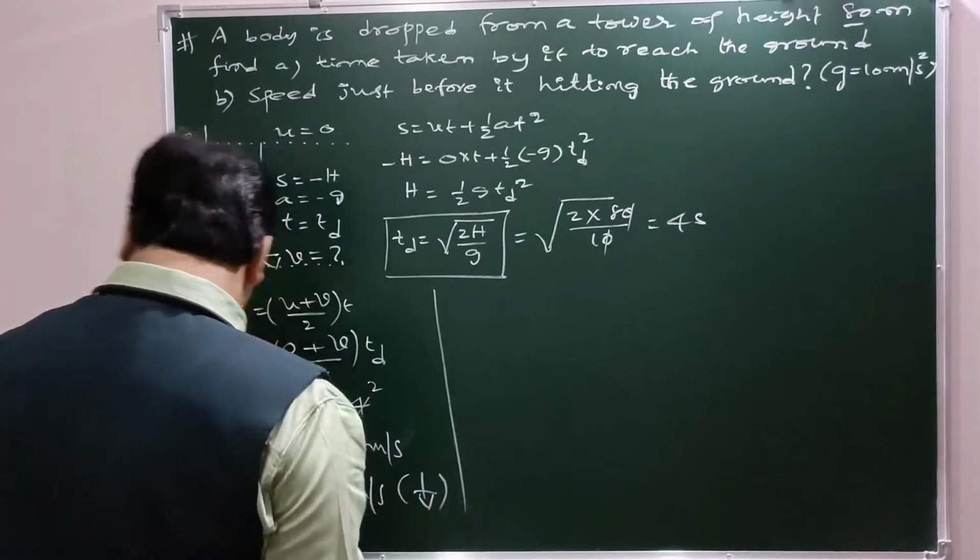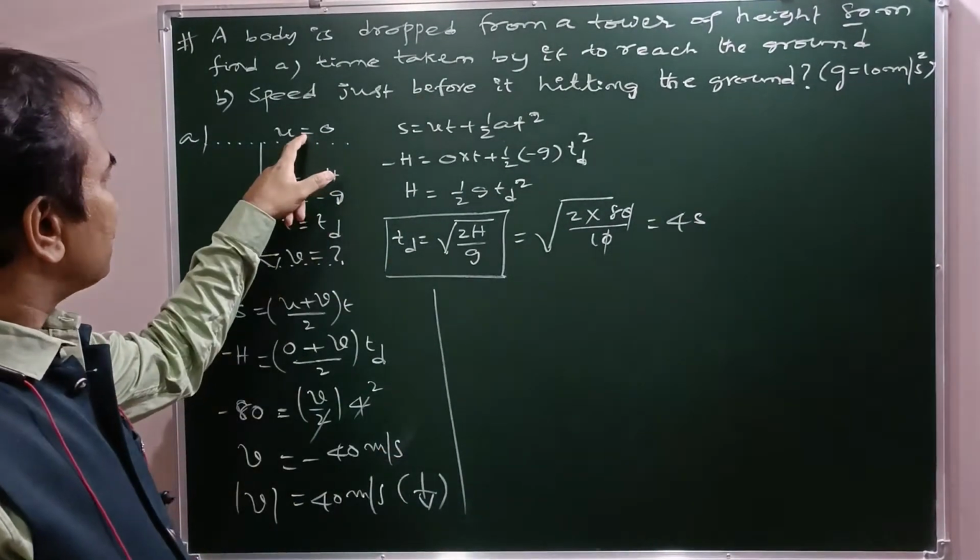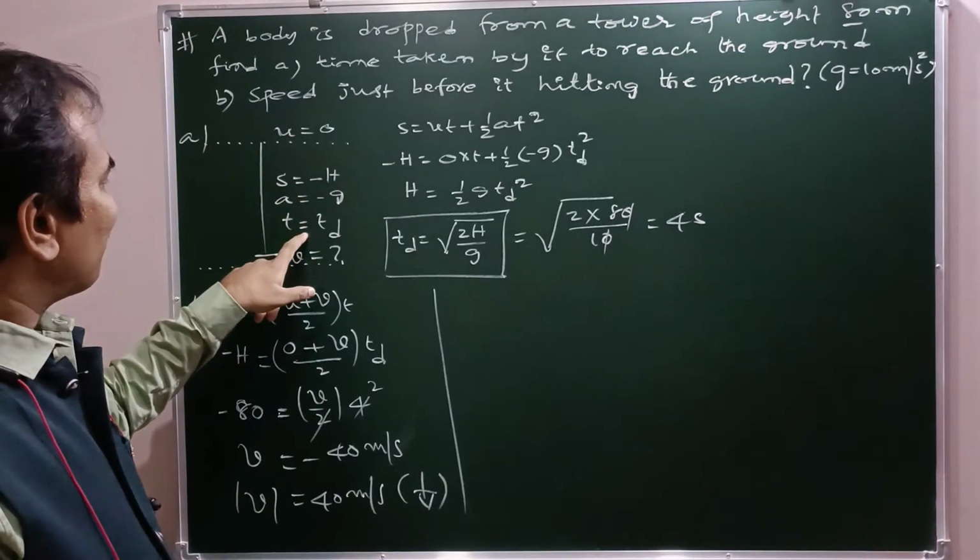Now, another method, second method. We know initial velocity, time of descent.